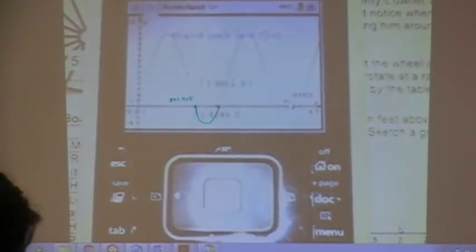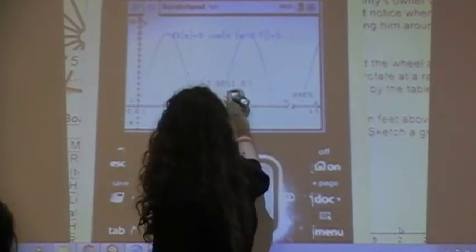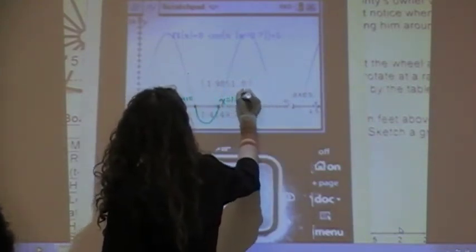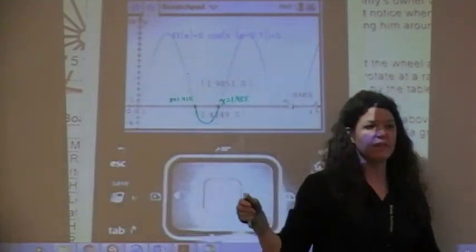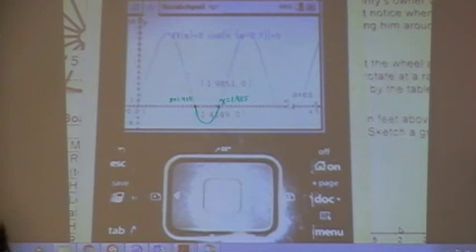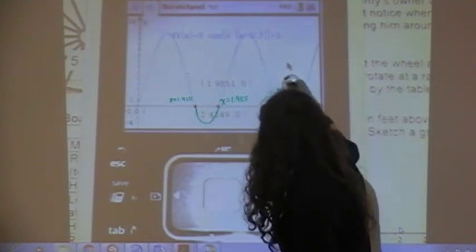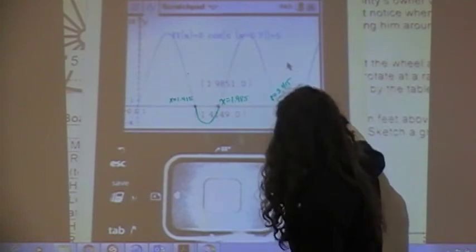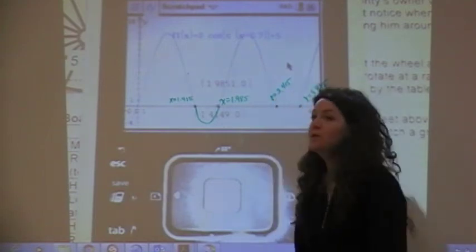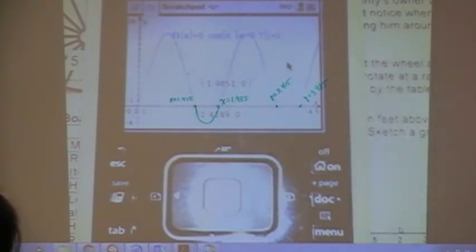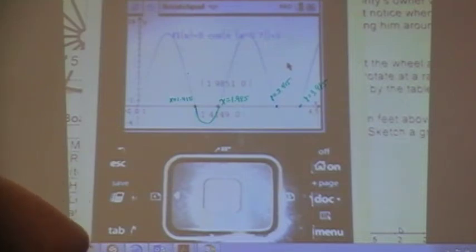Here's my coming out of the water answer, and I just moved it up so I could see it. 1.985. Now, I could do same thing again and find the other two, but there's actually an easier way, because I know how often this thing repeats itself. How often does it repeat? Every 2 seconds, which means the next time he goes in the water, it's going to be 3.415, and he's going to come out of the water at 3.985. He's going to enter the water again at 5.415, and come back out of the water at 5.985. He's going to enter the water again at 7.415, and come back out of the water again at 7.985.